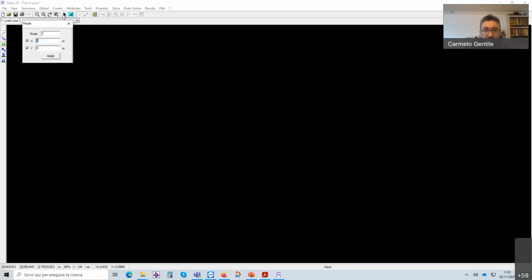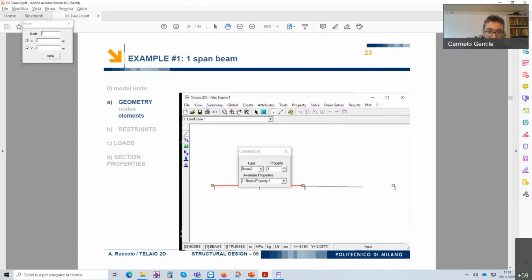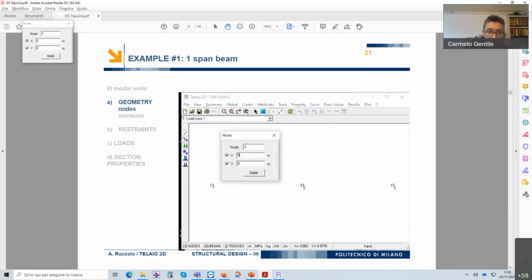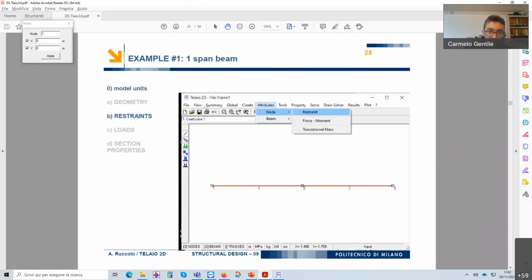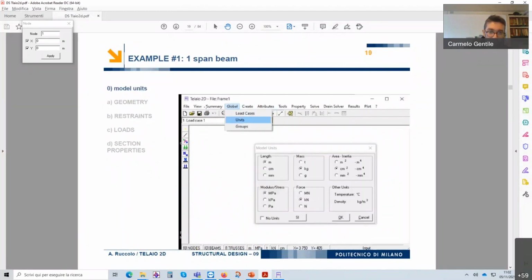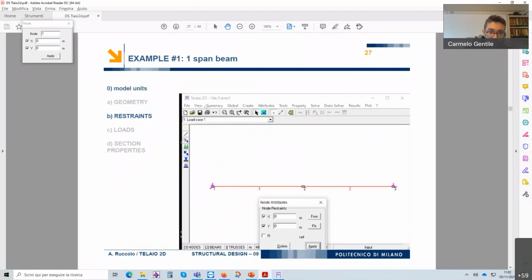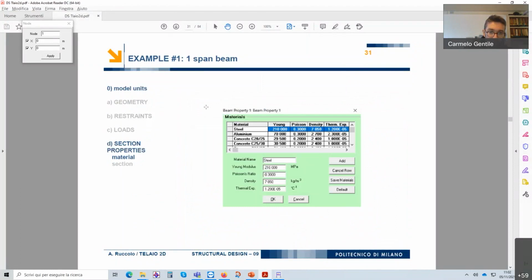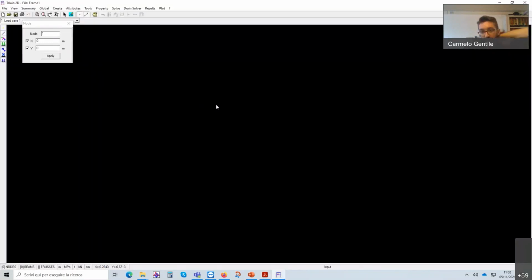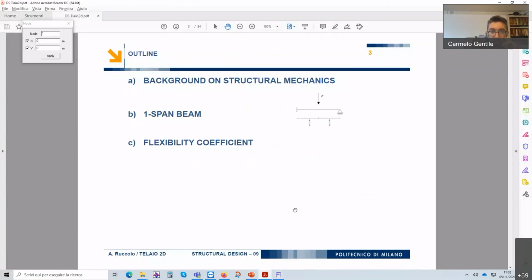Create node. Okay, we want to solve the first example, which is that one. Let's go back to the beginning of the presentation, because I have not got it. Okay.